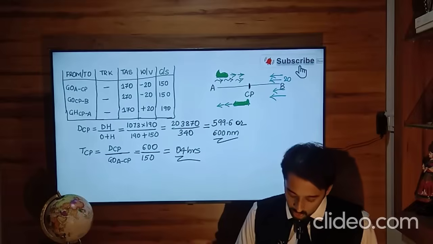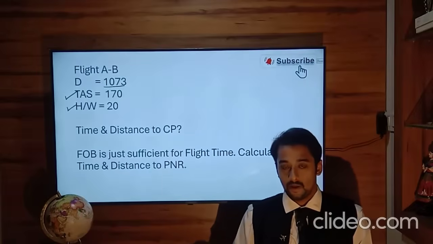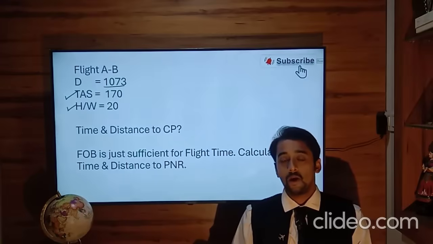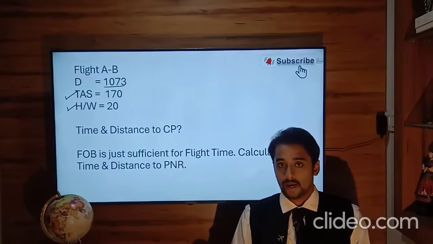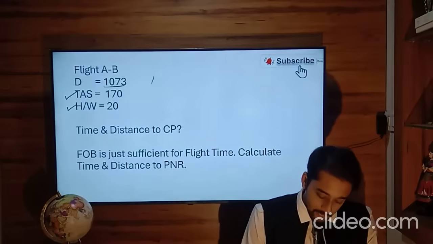Okay, so that can give you a definition for flight time. That means the fuel that you are carrying on board will all be used for your flight time. So going from A to B, the time will be how much?